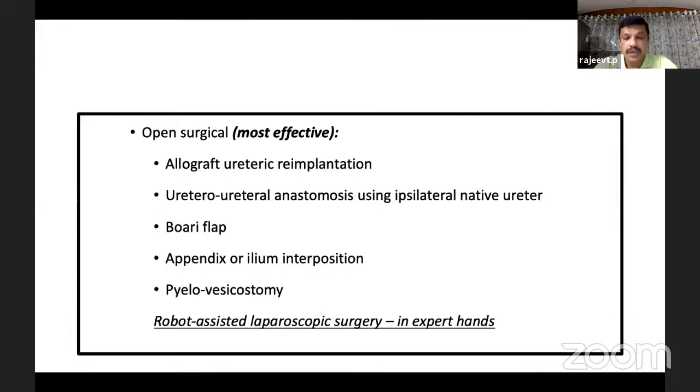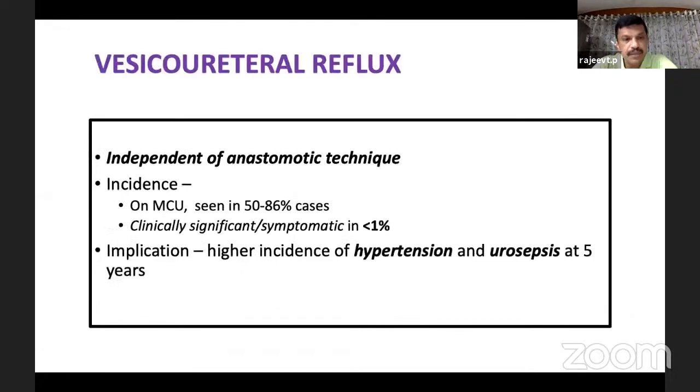Nowadays, a robot-assisted laparoscopic approach is being done for this instead of open surgical management. And this should be done only by people who are expert in robot-assisted laparoscopic surgery.